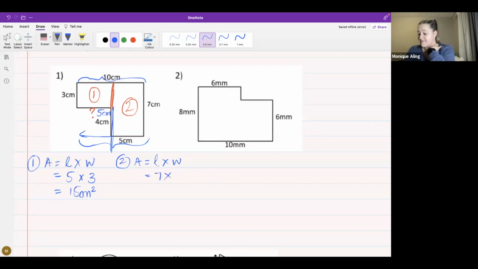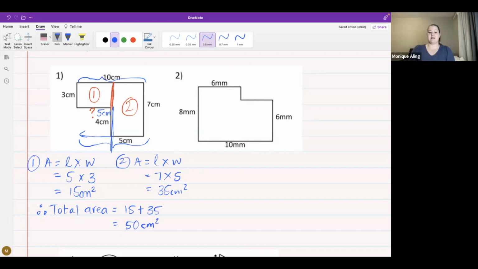Length is 7, width is 5, which gives you 35 centimeters squared. So my total area is 15 plus 35, which gives you 50. Okay, if that doesn't make sense, let me know. Otherwise, please try question 2 for me.